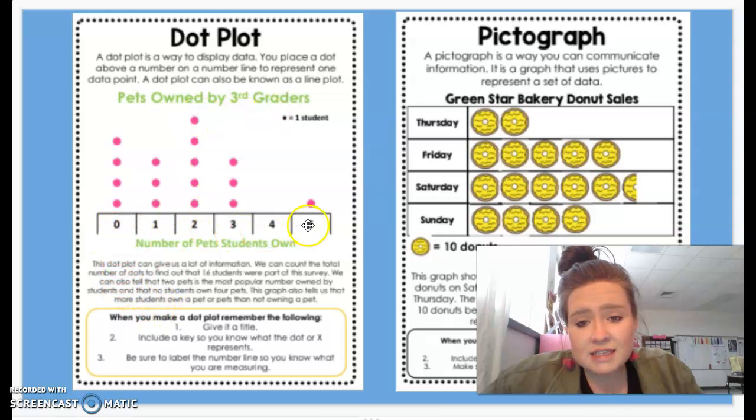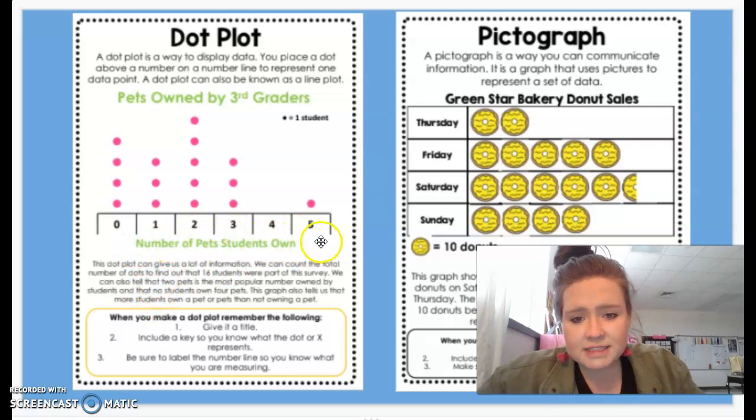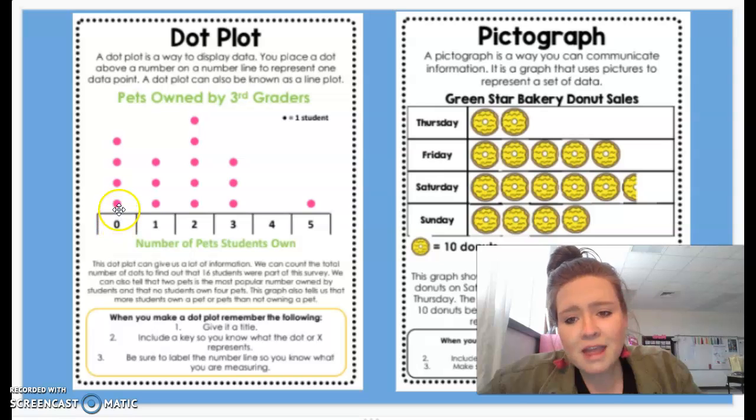So in this number line, you have 0, 1, 2, 3, 4, 5. These numbers down here represent the number of pets students own. Okay, so this is 0 pets, 1 pet, 2 pets, 3 pets, 4 pets, and 5 pets. These dots represent how many students own that number of pets, okay?